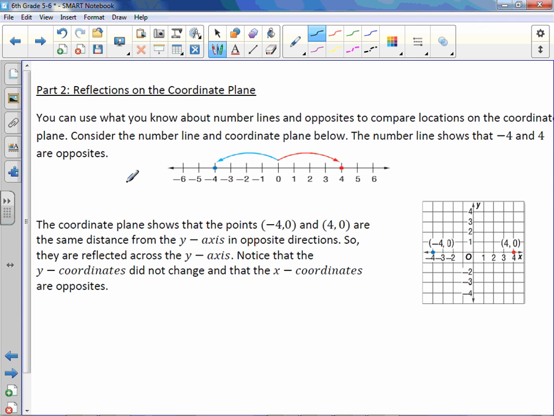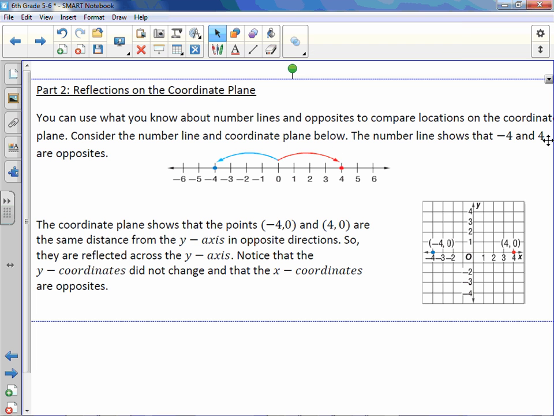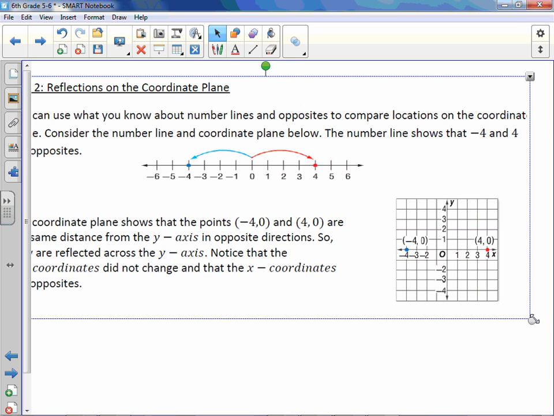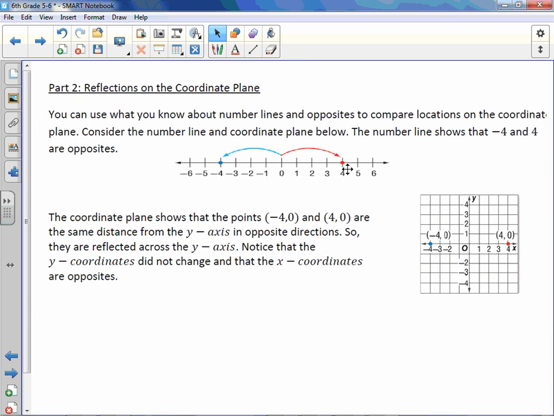Reflections. You can use what you know about number lines and opposites to compare locations on the coordinate plane. Consider the number line and coordinate plane below. The number line shows that -4 and 4 are opposites. So here's our 0. 4 is 1, 2, 3, 4 spaces away, and -4 is 1, 2, 3, 4 spaces away. Those are considered opposites.